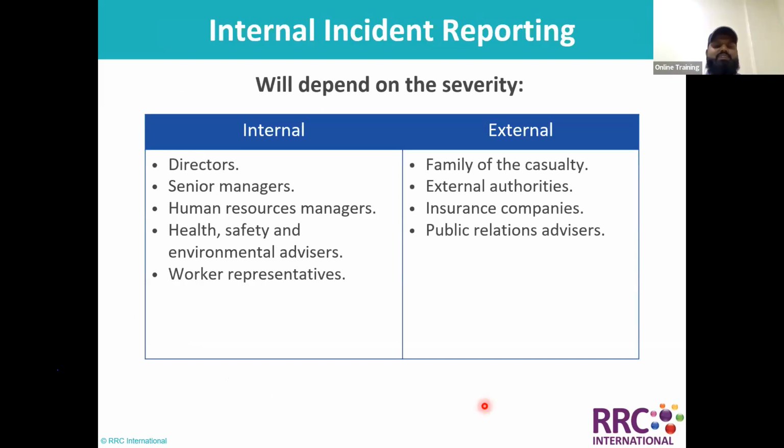If you are the one making the incident report internally, there are some factors which will affect your report. Internally: your director, senior manager, human resource manager, health and safety and environmental advisor, worker representatives. Externally: family of the casualty, external authorities, insurance companies, public relation advisors. They will impact your report, the impact could be positive or negative. Remember, maybe with the insurance company, you don't want to report because if you don't hide the facts, then you will be blamed. So in these scenarios, negative or positive, the severity gets changed up and down.